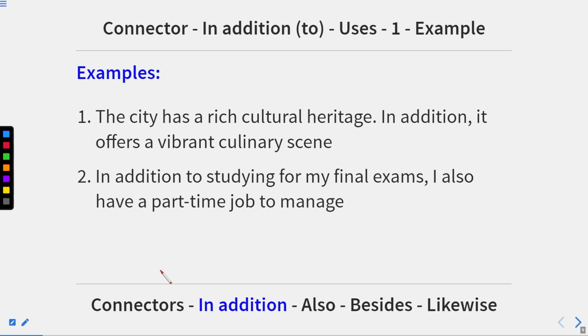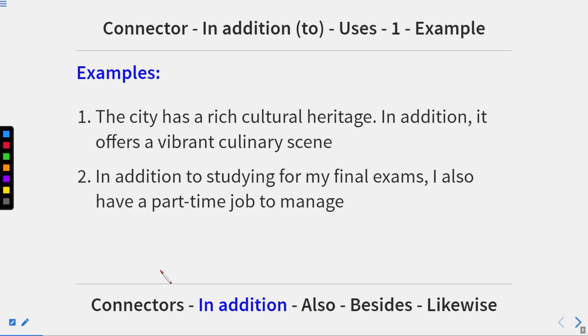Now here we have two examples. In one we have used in addition, and in another one we have used the phrase in addition to. So we can see both the sentences over here. First one is, the city has a rich cultural heritage. So here the sentence completes. After that we have a full stop, and after that we have in addition, it offers a vibrant culinary scene. So this is another piece of information about this city, that it has rich cultural heritage as well as a vibrant culinary scene.